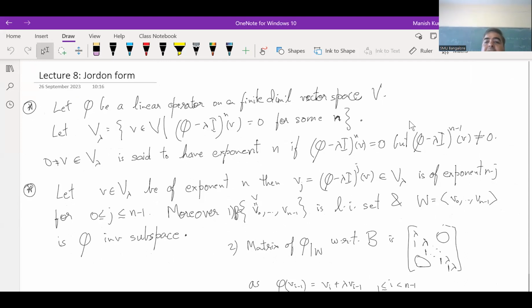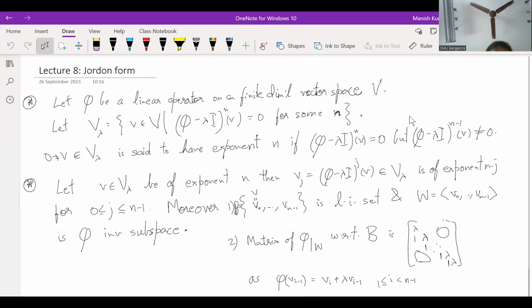So today we will get to the proof of Jordan form. Last time we discussed some notion of exponent of a generalized eigenvector. Let me recollect that.